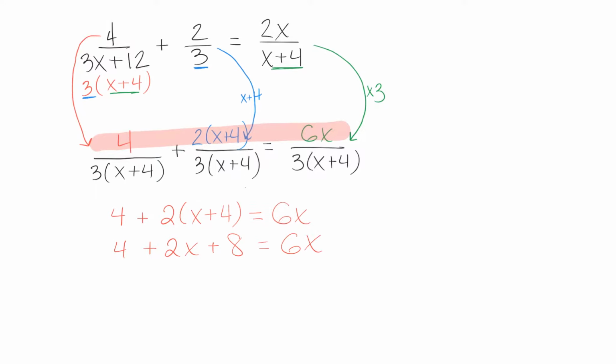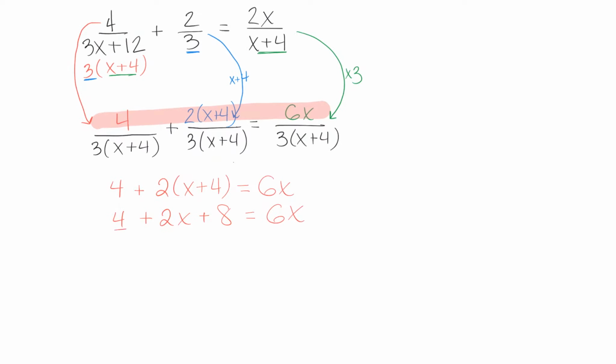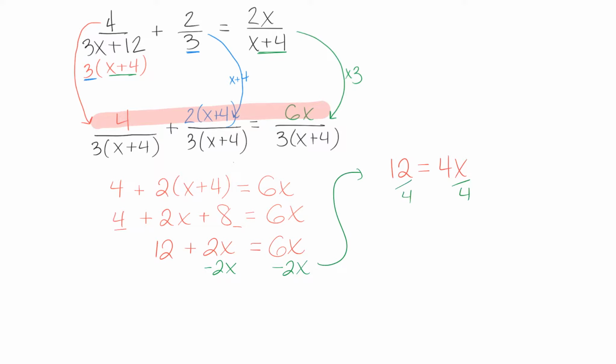Now, if I keep going with this, I'm going to get my 4 plus 8 is 12 plus 2x equals 6x. I need to get these x's together, so I'm going to subtract a 2x on both sides, and that's going to leave me 12 equals 4x. Now I'm going to divide out my 4, and we get 3 equals x.